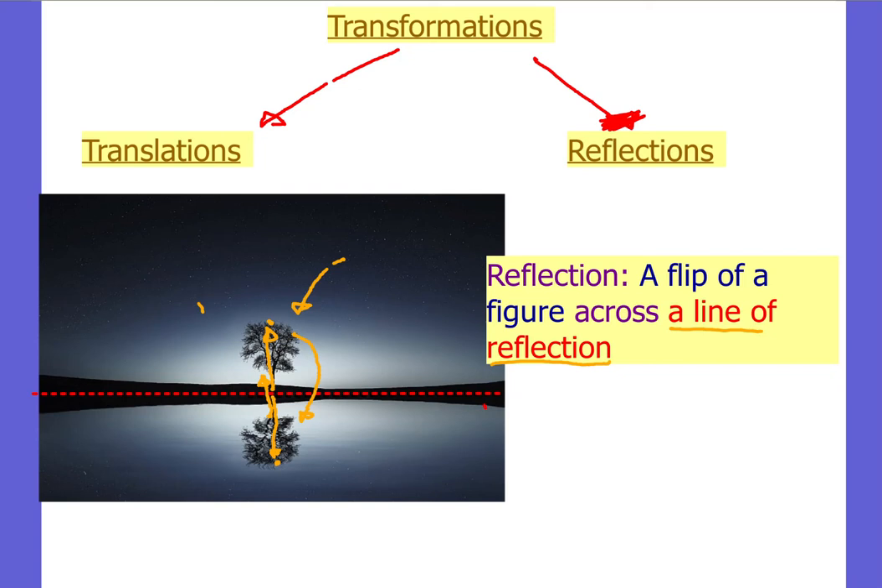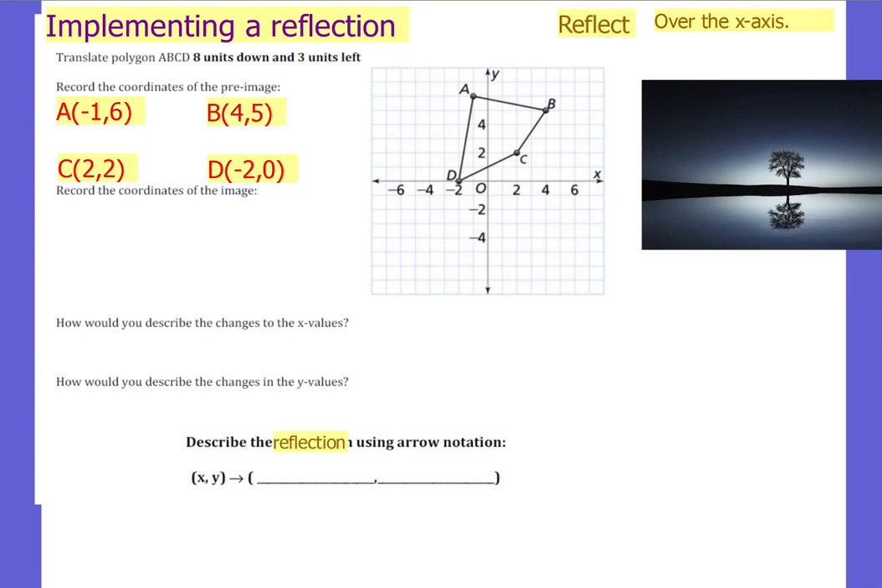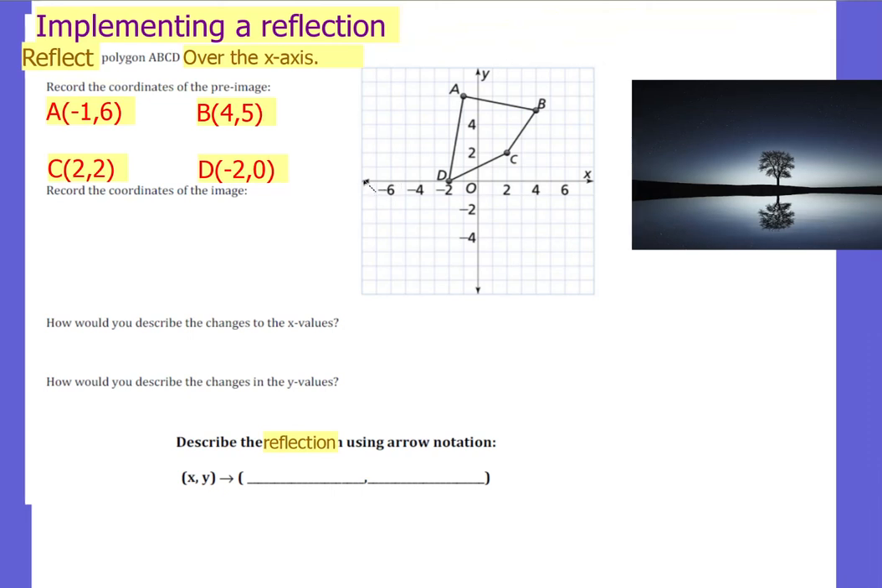So let's take a look at a mathematical example of this. I'm going to take the same figure as before, but instead of translating it, I am going to reflect the polygon, and of course we can't reflect it without an axis to do it over. I'm going to say over the x-axis. So let's draw a line for our reflection. I'm just going to do a dotted line. We've got our x-axis running across here, and I'm going to reflect across this line.